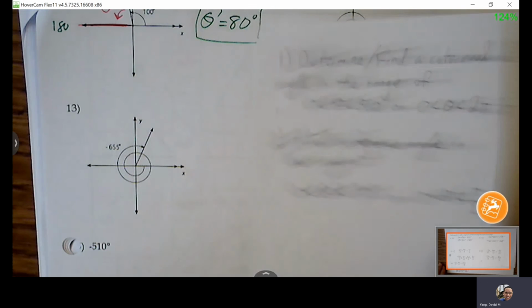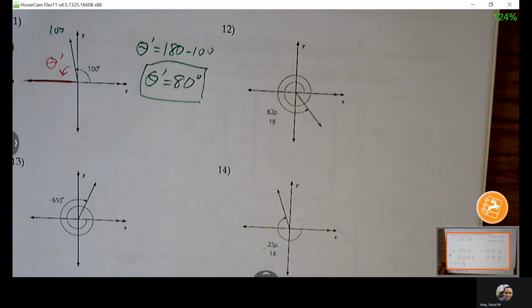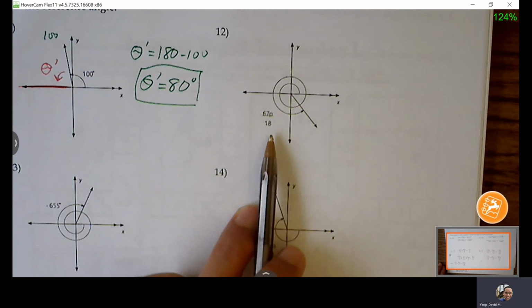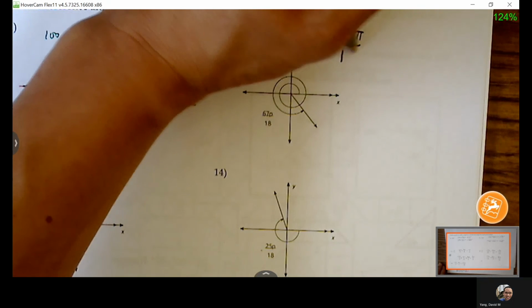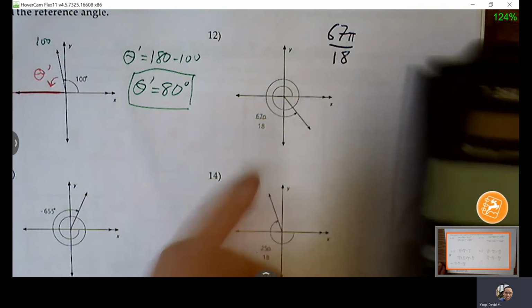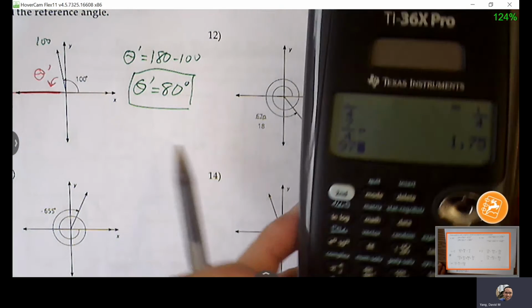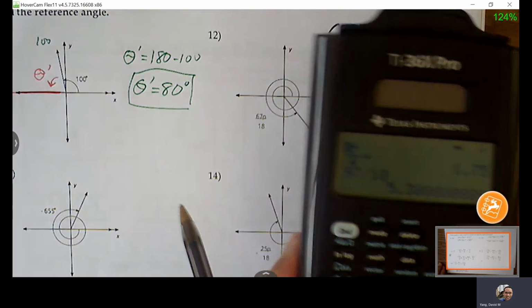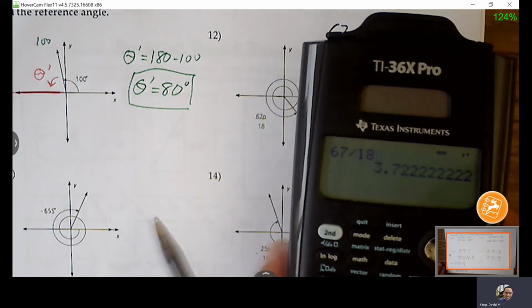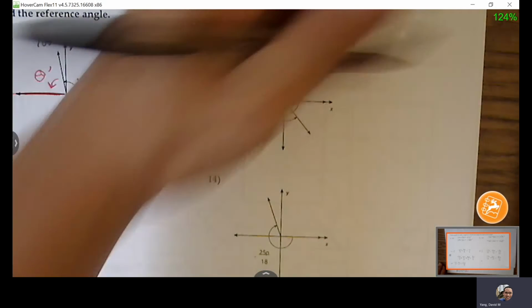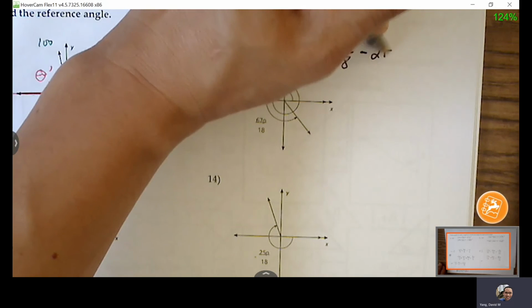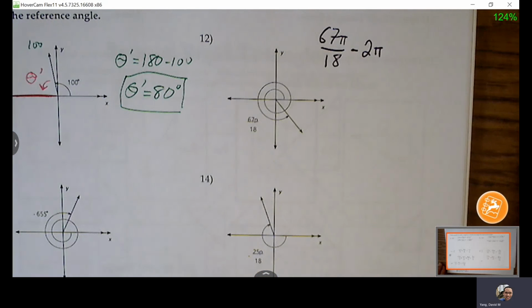Okay, so here is number 12. First thing, 67 pi over 18. Does P mean pi? Yeah, P means pi. This is too large, right? If I did 67 over 18, that's 3.7, right? That's more than 2. So I know that I can subtract 2 pi and get it into a fractional value that's between 0 and 2.